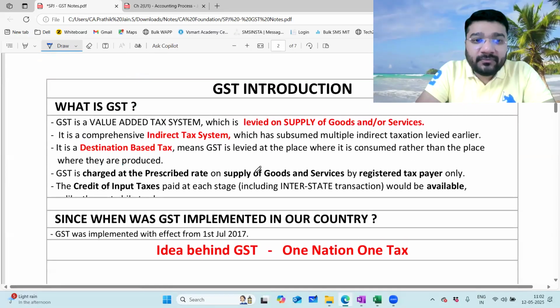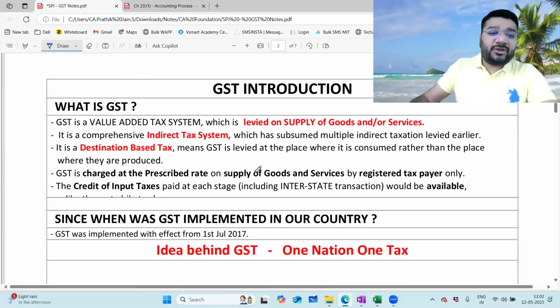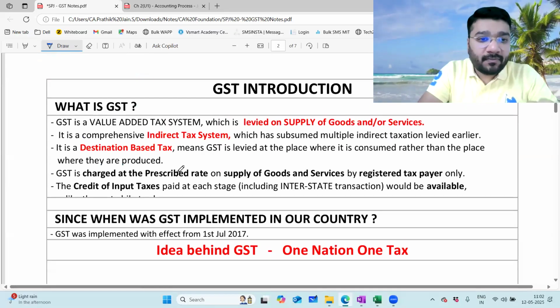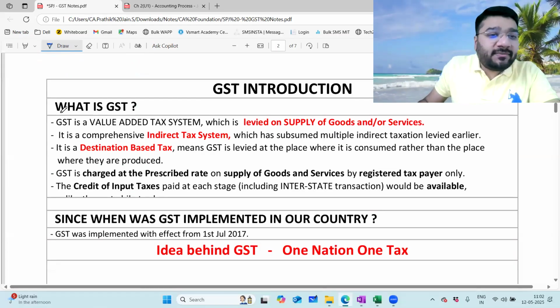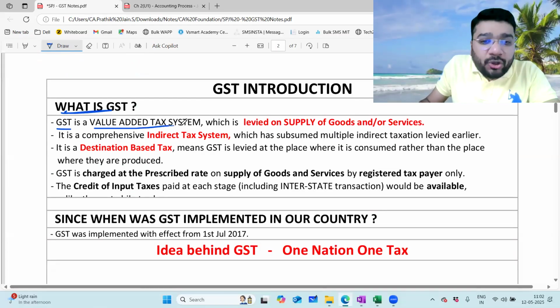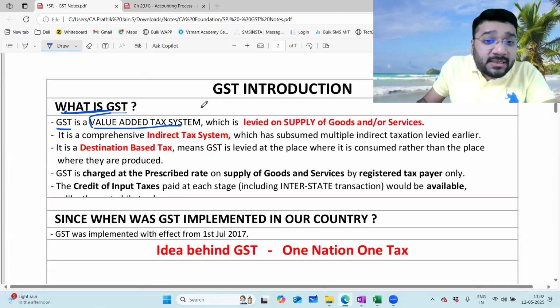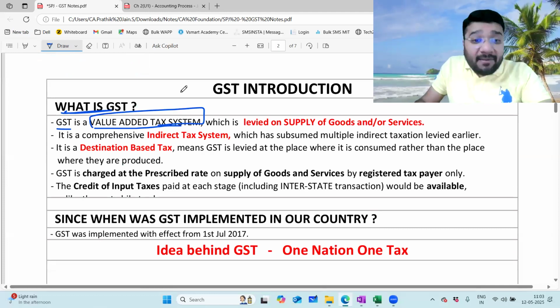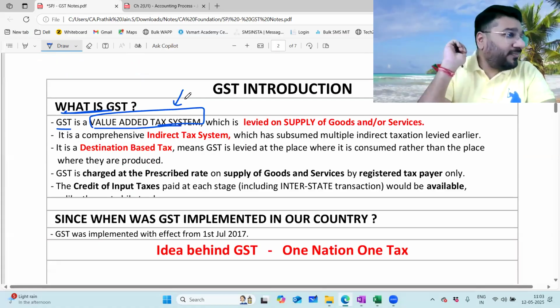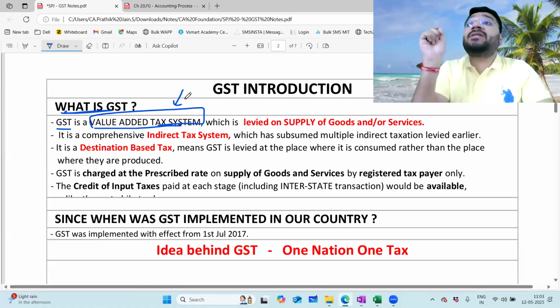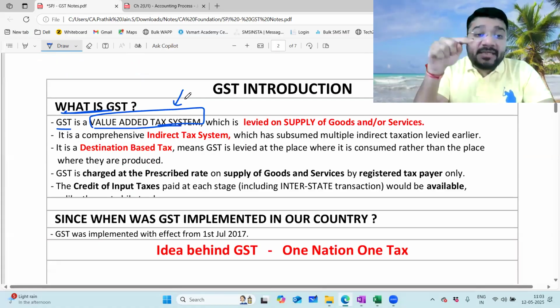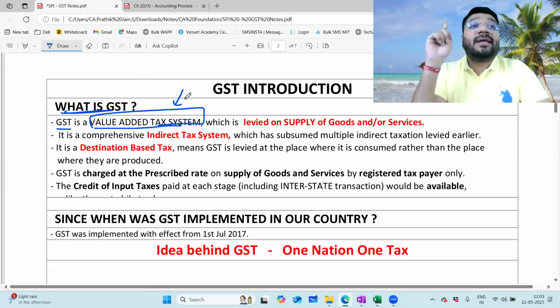Now, GST introduction. What is GST? So GST is a value added tax system. Now, this has got a significant meaning, but I will not be in a position to explain what this point is now. When the right time comes, I'll make you understand why this is called a value added tax system. And this could be useful from what point of view? True and false point of view.